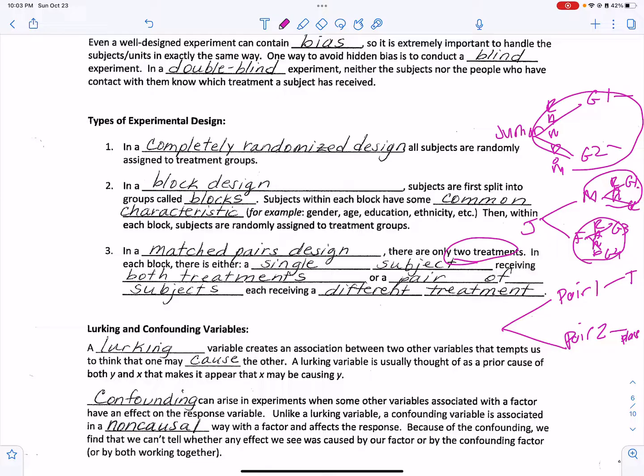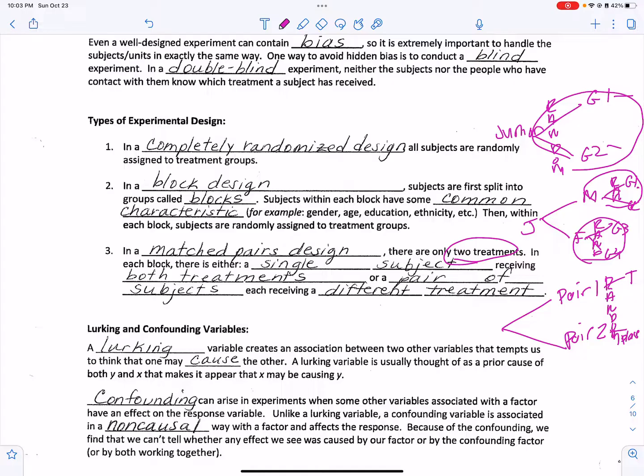So let's say pair 1, again, that's going to be random, because I can't just say, oh, I'm going to give you this, because remember, there's hidden bias, and we want to make sure we don't have bias. So I'm going to maybe flip a coin to see who gets the treatment, and then the other person gets the placebo, and then I can compare them.